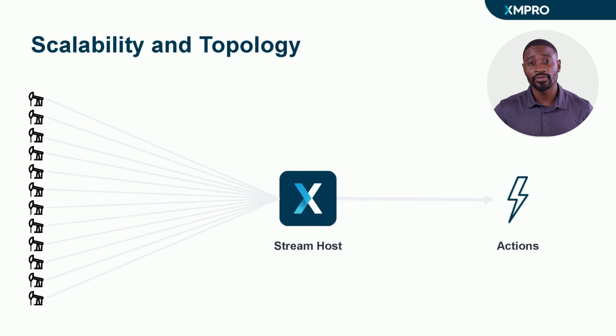Now that we have discussed the various aspects of stream hosts and collections, let's conclude with a few examples of how this is deployed in practice. In this example, you'd have multiple assets communicating with a single stream host, which then drives the actions. Various assets can send data to a central OPC server, which can be intercepted and managed by a single stream host. This setup works well for centralized data management and action execution.